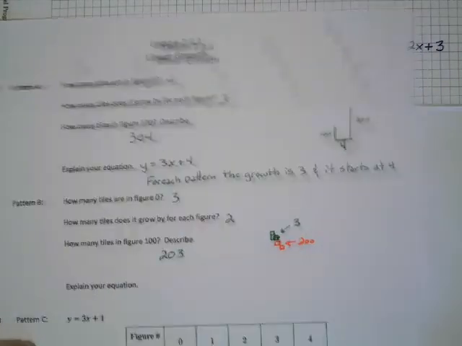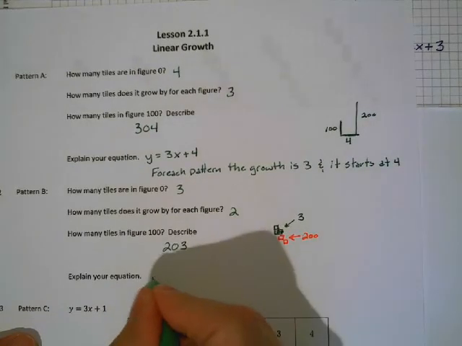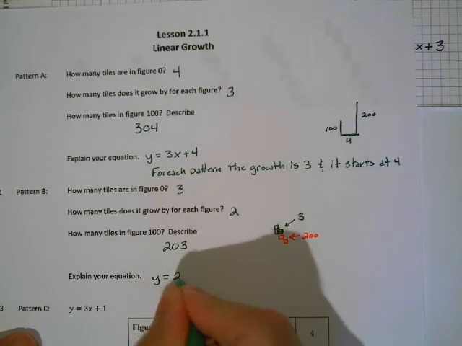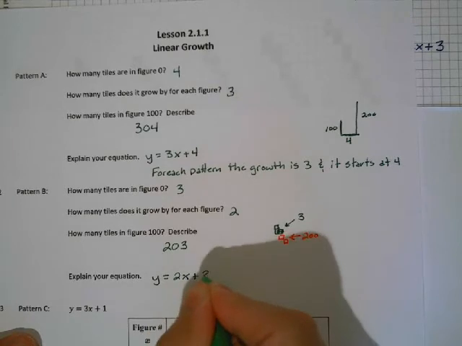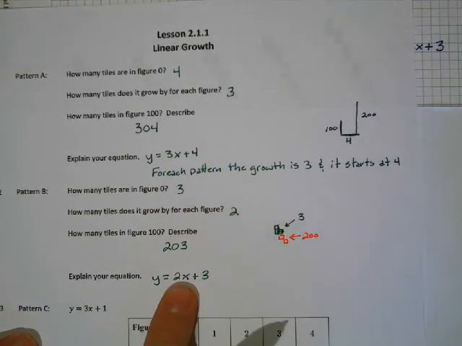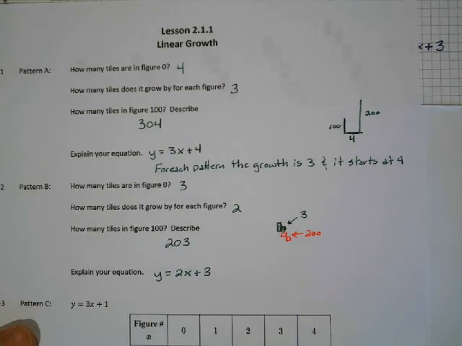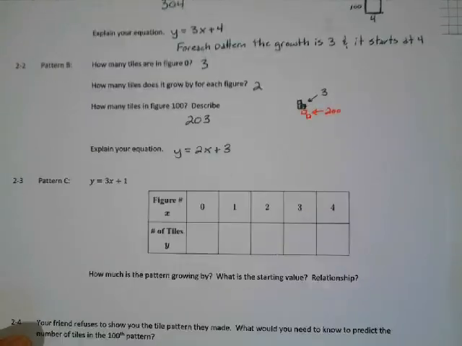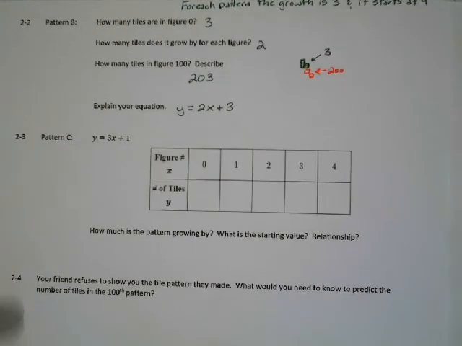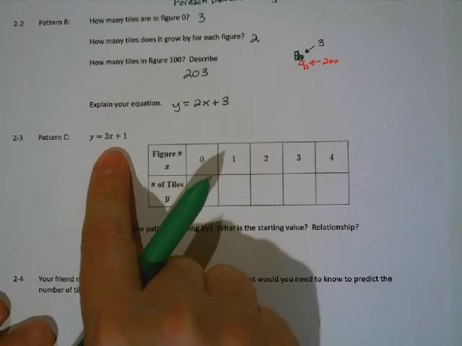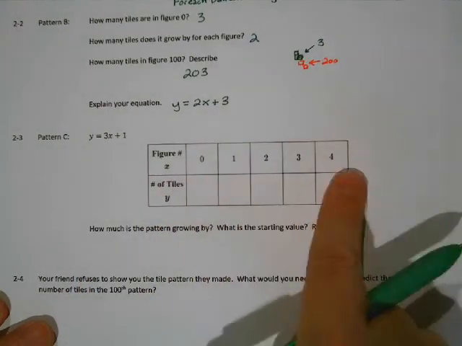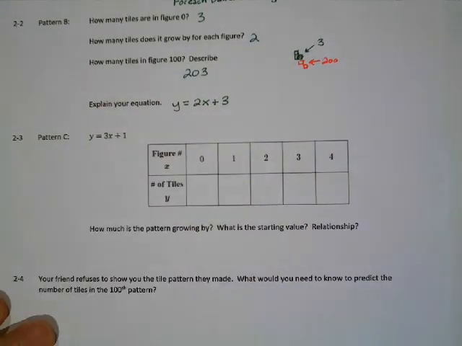Now our equation that we wrote for that was y equals 2x plus 3. If I plug in 100 here, 2 times 100 is 200, plus 3, 203. So having the equation is really helpful. All right, the next one, our next pattern is not a tile. The next pattern is just simply an equation. So here's my equation, here's my figure numbers. We want to fill in the figure numbers for that equation.